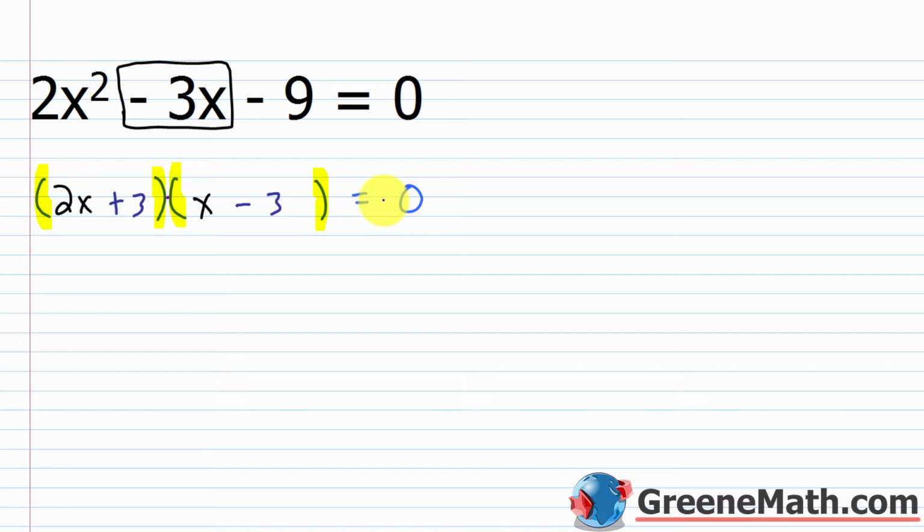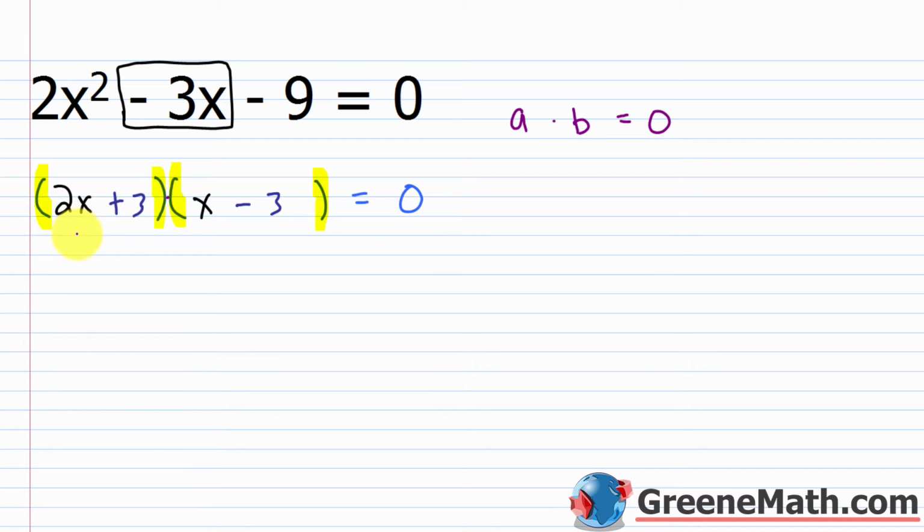What does that tell us? Well, if you have something like a times b and this equals 0, what are the possibilities? We know when we multiply by 0, we get 0 as a result. So either A is 0, B is 0, or they're both 0. Okay, it's got to be one of those things.